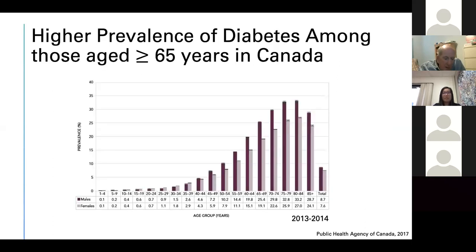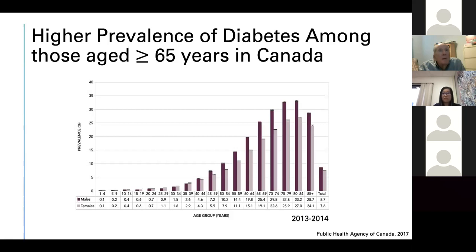Coincidentally, there's also a higher prevalence of diabetes among those age 65 years and above, with the highest in the ranges between age 75 to 84. Approximately 33% in males and 25 to 27% in females. And this is primarily due to physiologic changes that occur with aging.